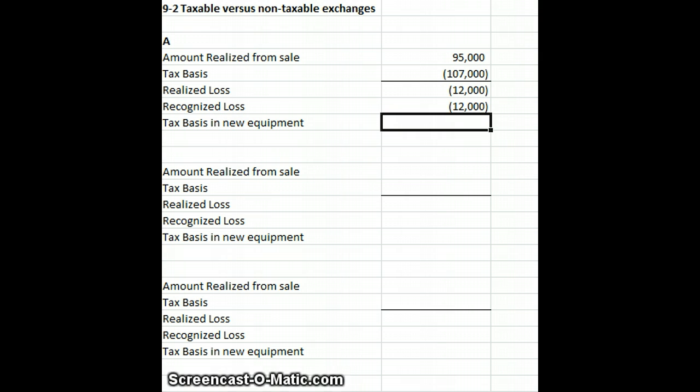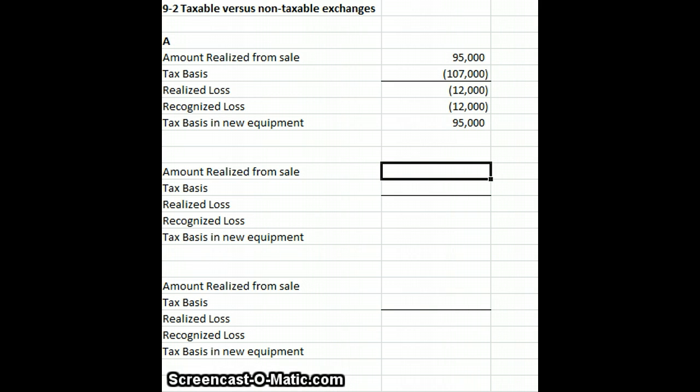My tax basis then, since we've already recognized the loss, will now be the fair market value of the equipment. So $95,000 is my new tax basis for the equipment.